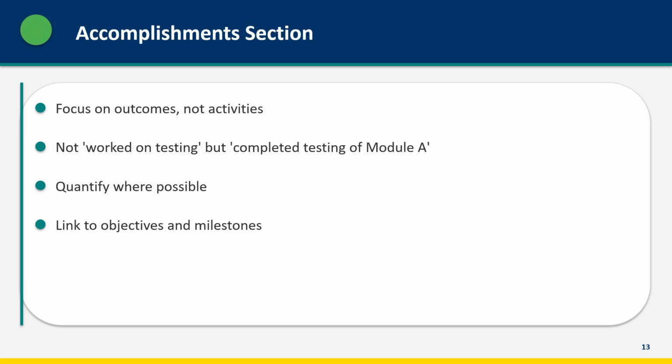When reporting accomplishments, focus on outcomes, not activities. Not "worked on testing," but "completed testing of Module A with 0 critical defects." Outcomes are verifiable, activities are vague. Quantify where possible: processed 50 change requests, trained 200 users, deployed to 3 regions. Numbers create credibility. Link accomplishments to objectives and milestones: completed Phase 2 design milestone. This shows progress against the plan, not just busyness.